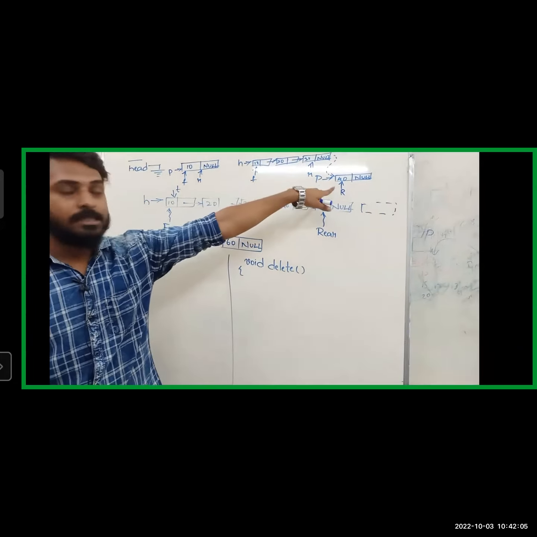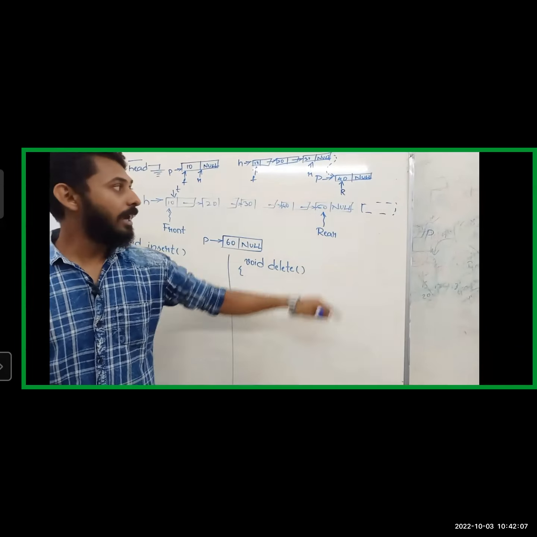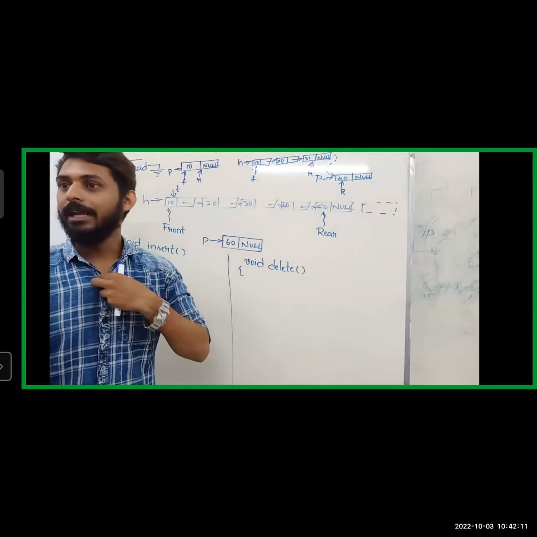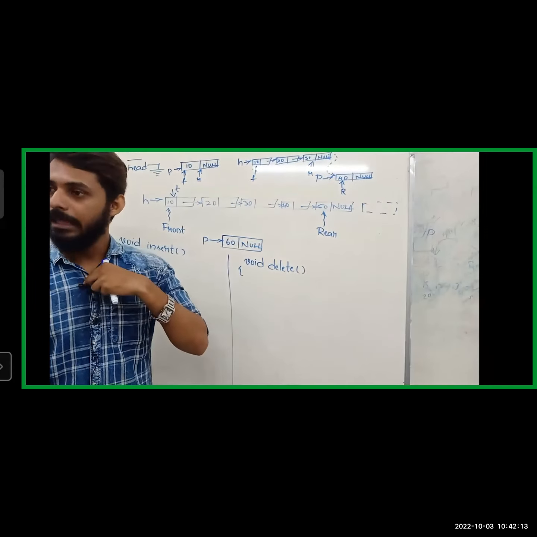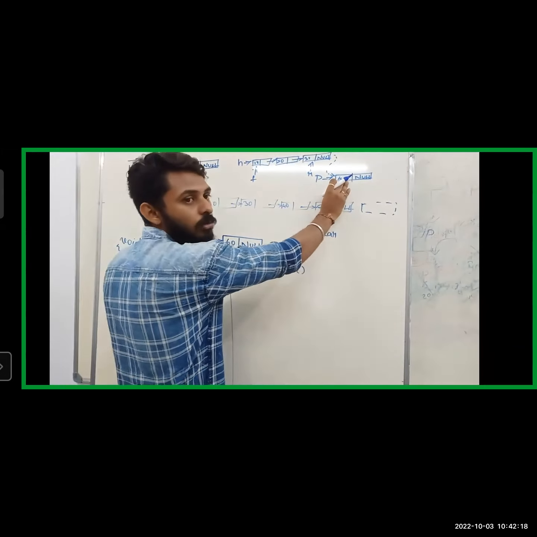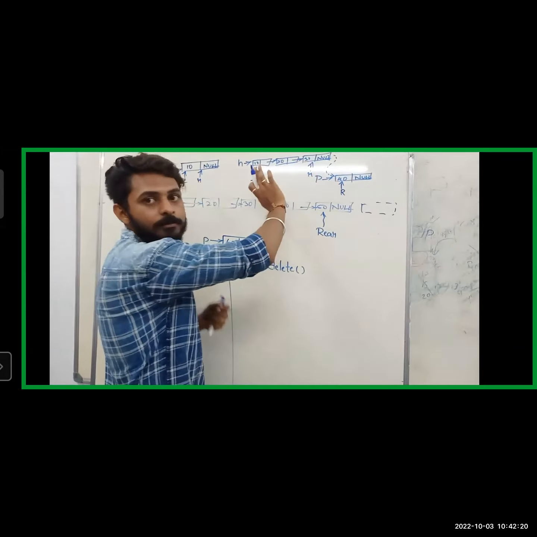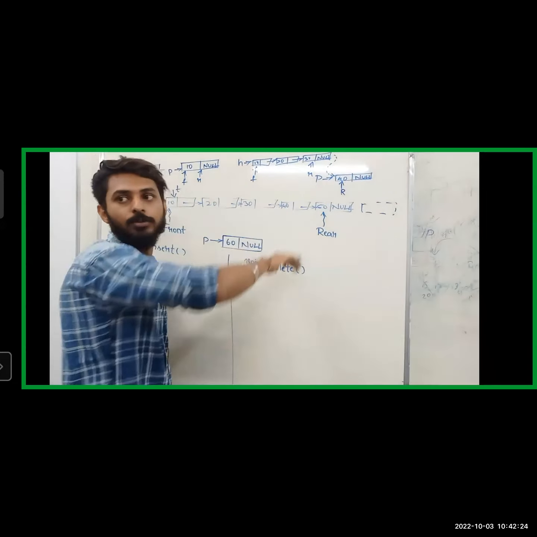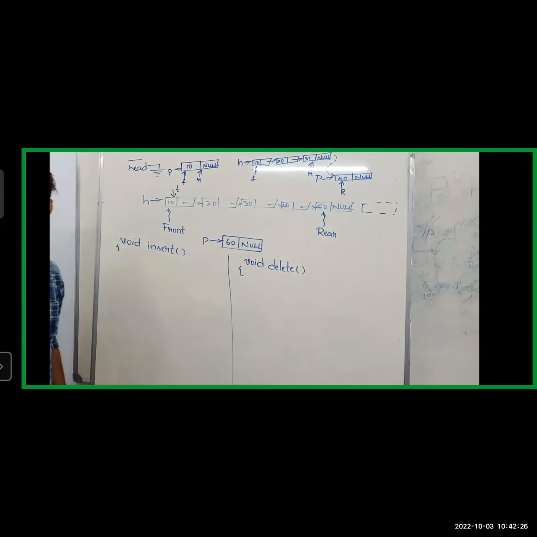Now 40 is there. Next time if I try to insert 50 and if I don't point my rear here, what will happen? It will remove 40 and insert 50 there only. Getting my point? What I'm saying is, assume that I will not move this. I will keep this rear here only. Then next time it will remove this and add the new one. Getting my point? How to do it, sir?